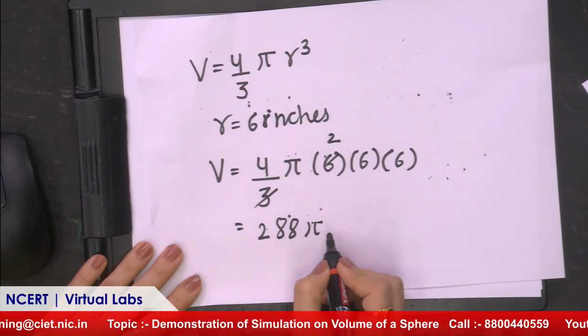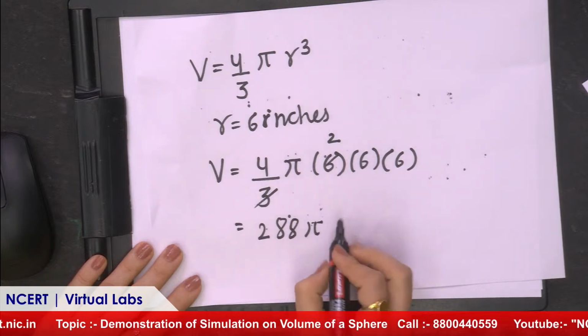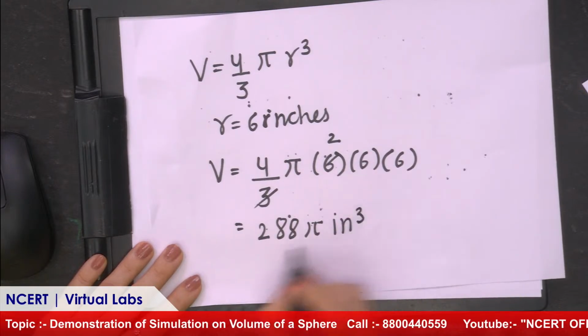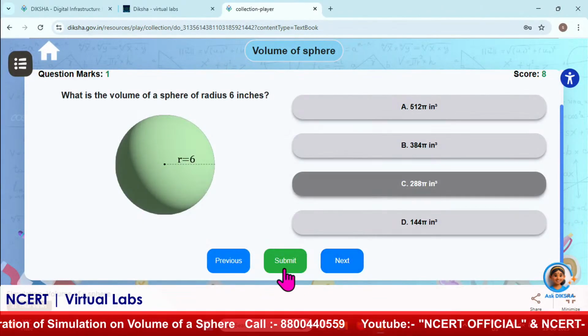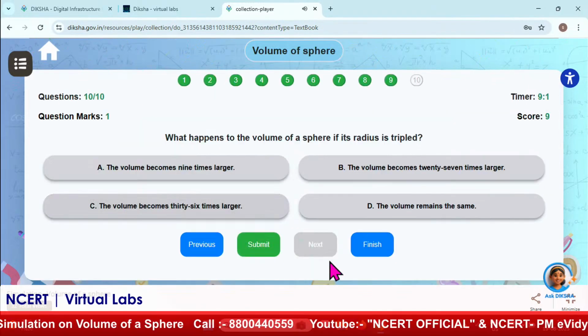Write the answer in the form of pi because all the options are in the pi form, and inch cube. So that's how our option C is correct. You have to click on C, and that's how we can do the experiment.